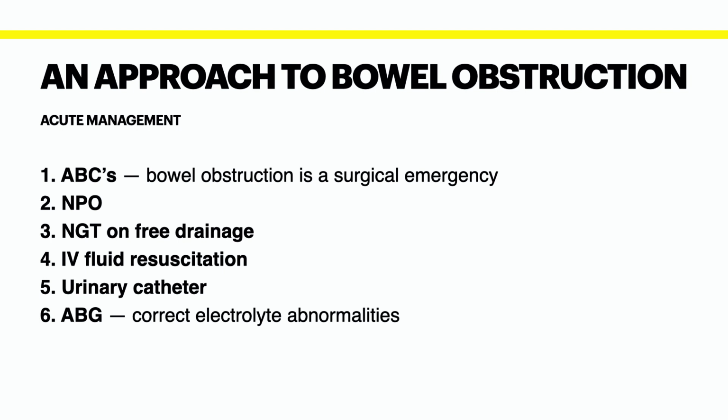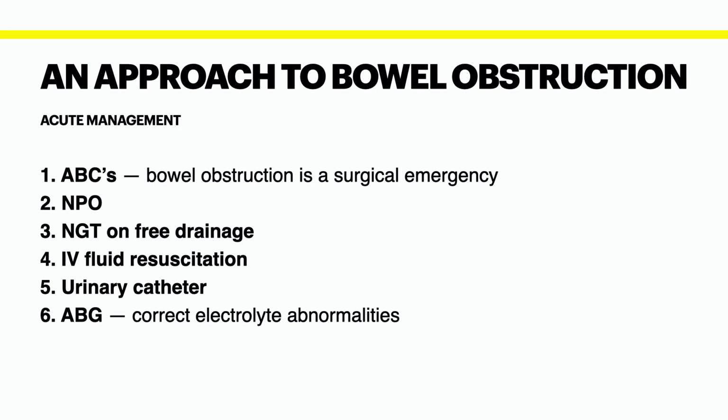In order to decompress from the top, you want to insert a nasogastric tube on free drainage. It's important to pass a large bore nasogastric tube because a small diameter tube might get blocked up. Then, as we've said, we want to drip and suck. So the fourth part of our management will be IV fluid resuscitation.